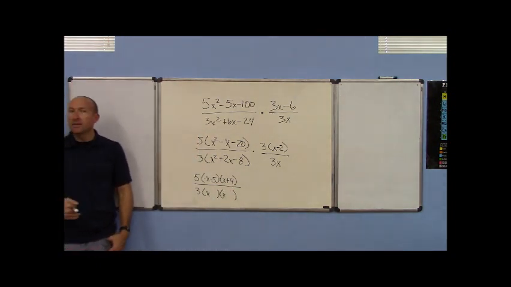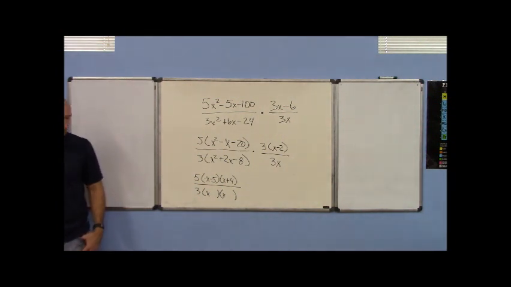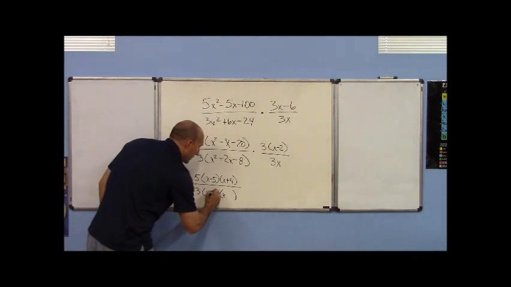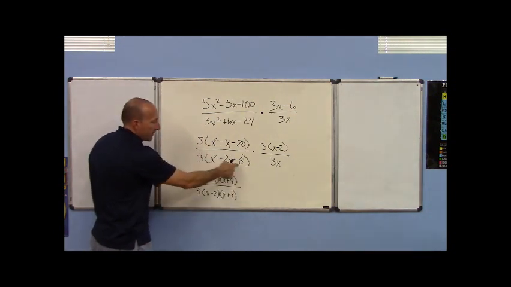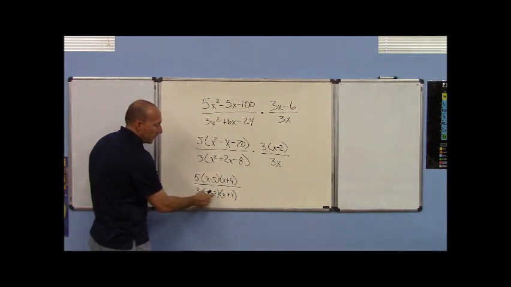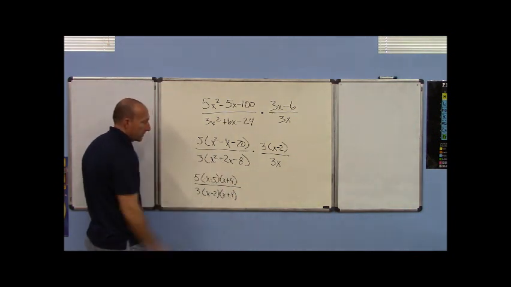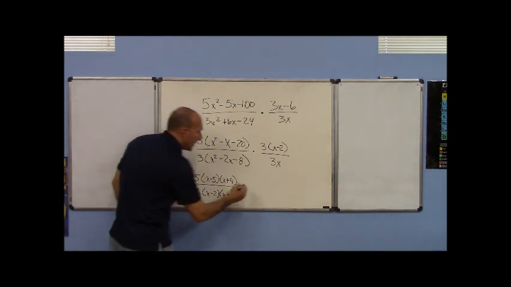Factors of -8 that give you a +2 when they add together. -2 and a +4. Very good. A -2 and a +4. So -2 times +4 is -8, and 4 minus 2, or -2 plus 4, gives you a +2. So now we're good here.